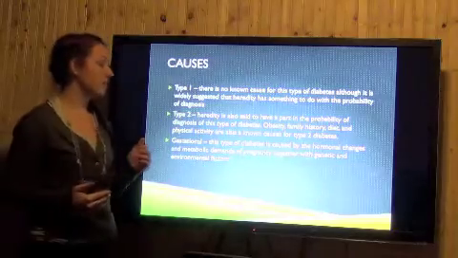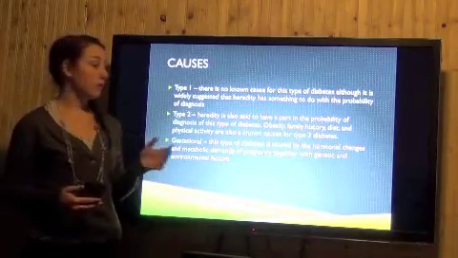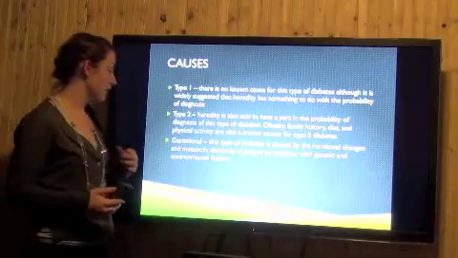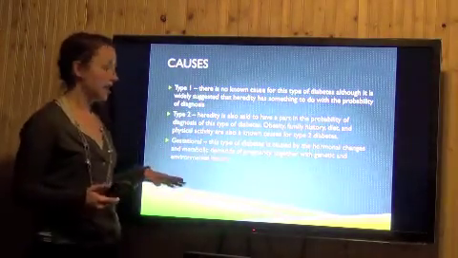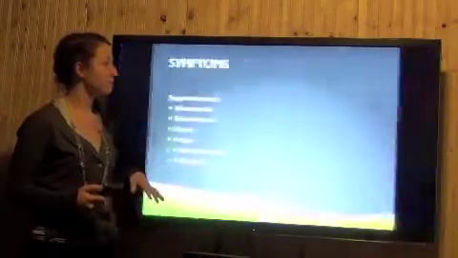Gestational diabetes: this type of diabetes is caused by the hormone changes that you experience when you're pregnant and the metabolic demands of pregnancy. These together with the genetic and environmental factors.